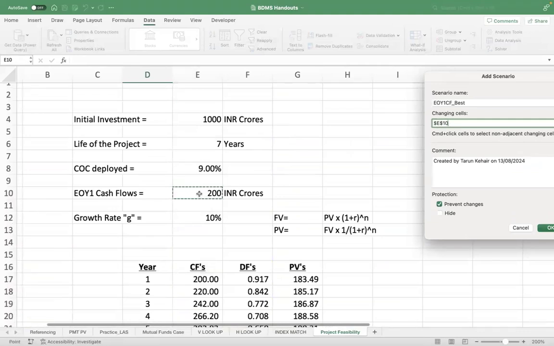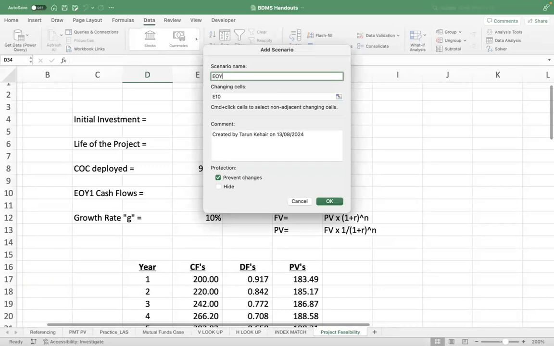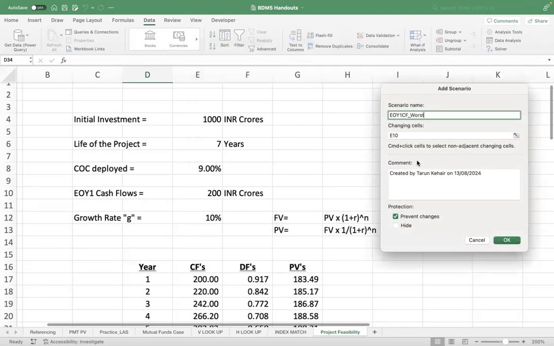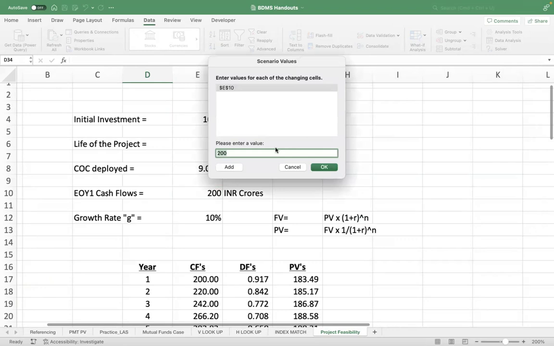What could be its best case? That is your changing cell. Put the best case value. Let's say the best case value is 250 crores. Then you add another scenario for end of year one cash flow, worst case. Again, my changing cell is this one. Press OK. Let's say this is 150 crores.